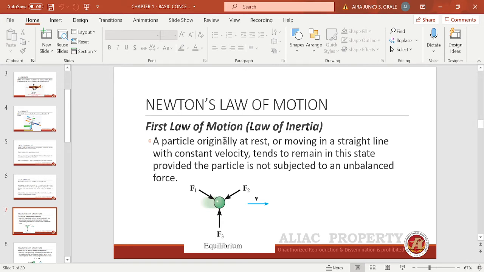So that means all the forces acting on the body should be in equilibrium, no matter how many forces are acting on the body. For example, here in the diagram you can see F1, F2 and F3. All the forces acting on the body should balance, so that if the object is at rest, it will remain at rest. If the object is moving, it will keep on moving at the same velocity.